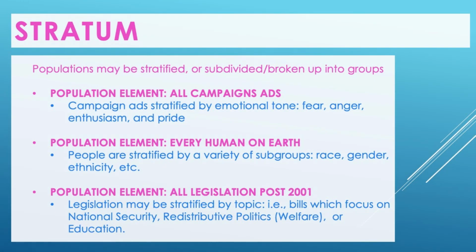Populations may also be stratified, or subdivided, or broken up into groups. So let's go through the previous examples and talk about how each of those elements might also be stratified. Campaign advertisements, for example, might be stratified by emotional tone: fear, anger, enthusiasm, and pride. Those might be meaningful groups of advertisements that we want to investigate. In research question 2, where every human being on Earth was the population element, people are obviously stratified by a variety of subgroups like race, gender, ethnicity, etc. And then our final research question, all legislation passed after 2001. Legislation could obviously be stratified by topic. That's a good example. So maybe bills that focus on national security versus redistributive politics or education. A variety of topics could group different types of legislation.